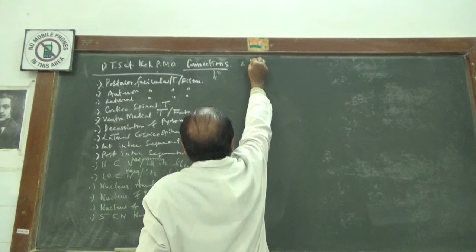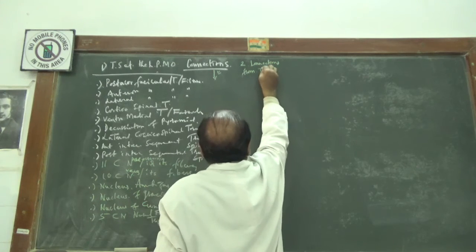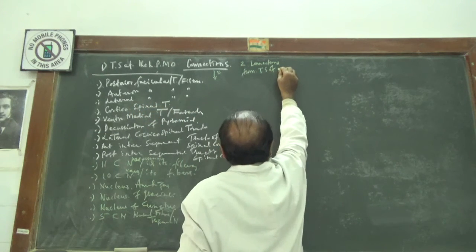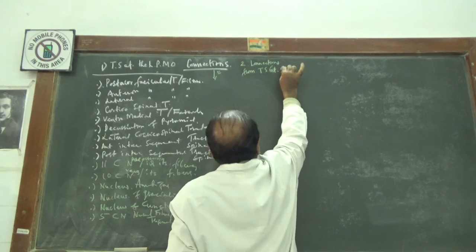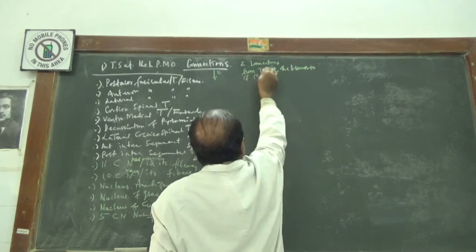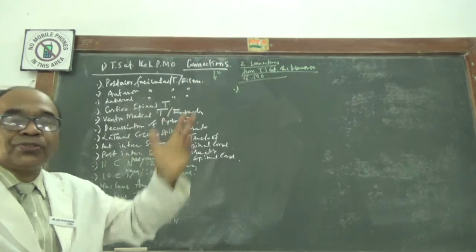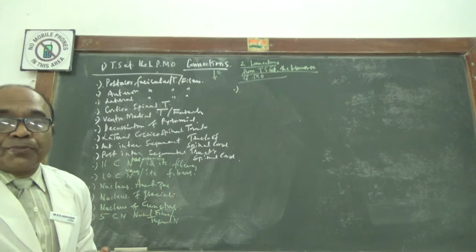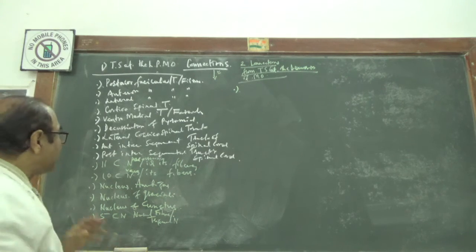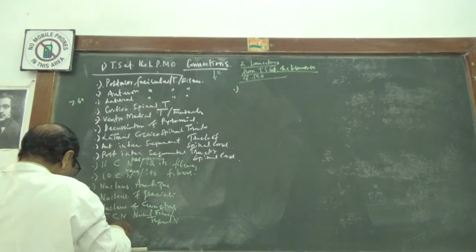Now second, connections from the TS, the transverse section at the level of the medulla oblongata, whatever connections and parts and divisions you are going to get, see those in all the schematic figures that will indicate this. This will be at figure 7.61.